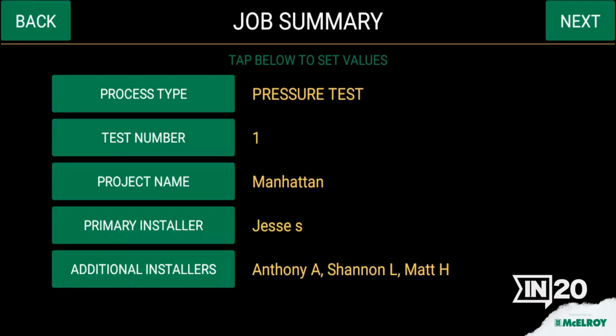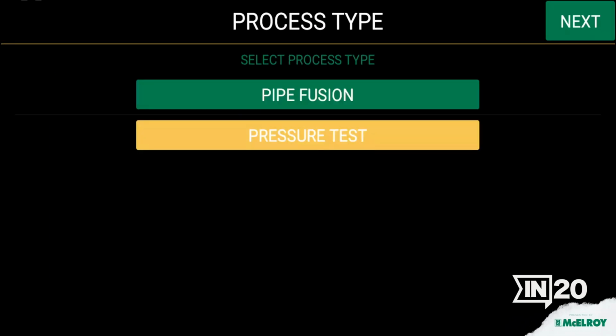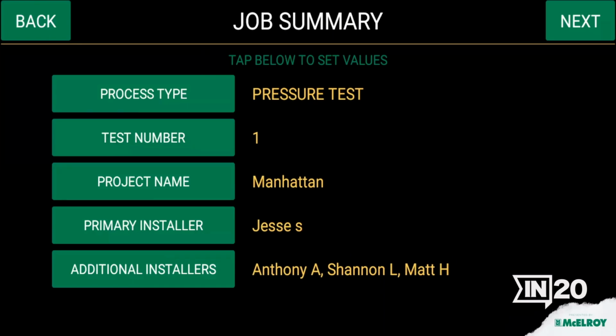Now, this may look a little bit different, and the big difference here is this process type button. This is a button you're going to push and decide what process you're going to do. So you're going to select from the list a pressure test. Once that's selected, we'll start entering information about the job. Project name, installer, additional installers. These are all manually entered fields.